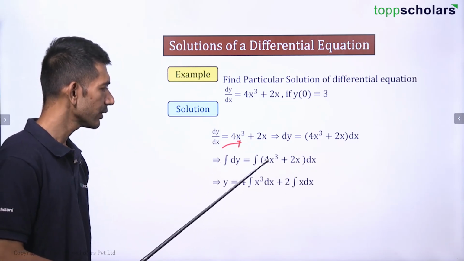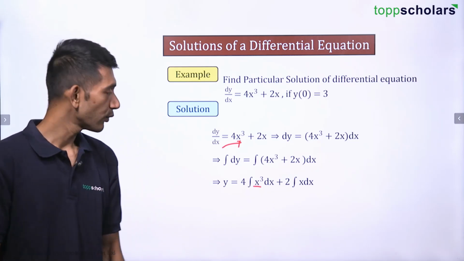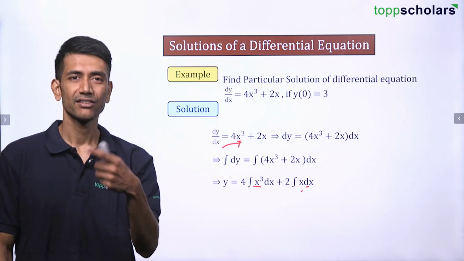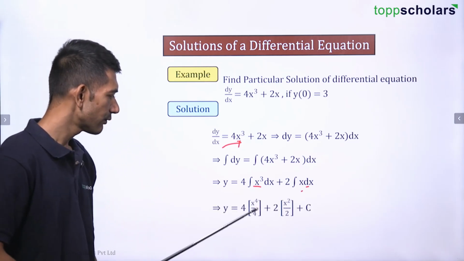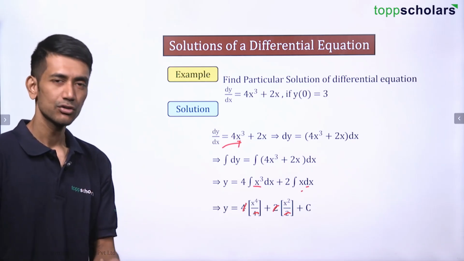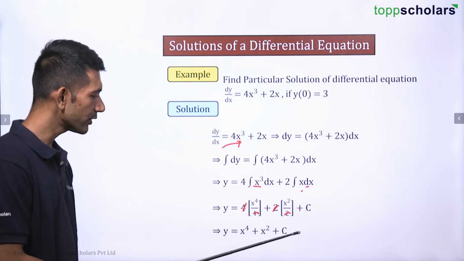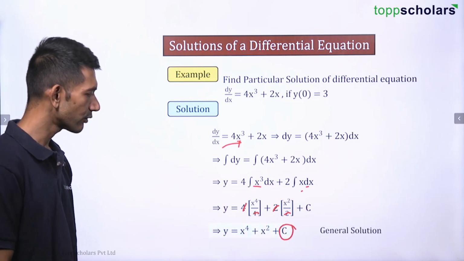So once you integrate, you can take 4 outside, which is the constant. Integration of x cube, x raised to 4 by 4. Integration of x, x square by 2. Solve it further. 4 4s will get cancelled. 2 2s will get cancelled. You will get x square plus x raised to 4 plus c. Now we need to find out c. This is the general solution, of course.